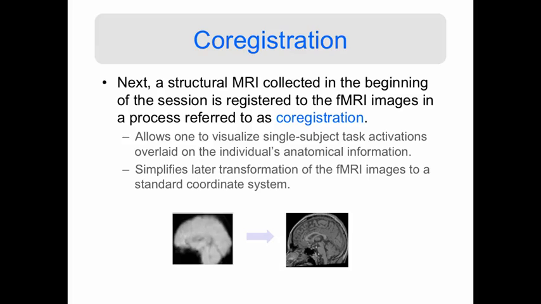While we analyze the fMRI data, we want to discuss the results looking at the structural images, because the structural images allow us to make out where exactly the regions we're studying are located, while the functional images contain the data that we want to analyze, but it's hard to make out boundaries between different anatomical regions. Another reason we do co-registration is it simplifies later transformation of the MRI images to a standard coordinate system. We'll talk about that next time.